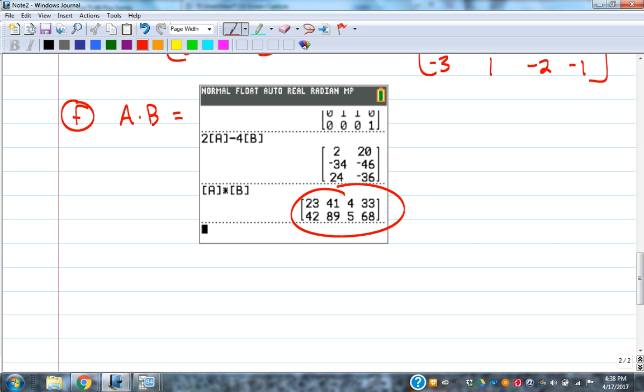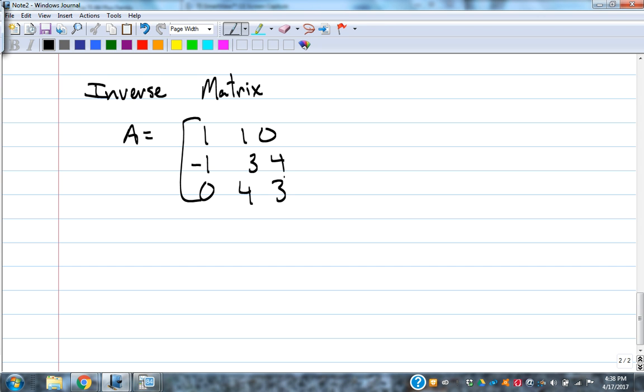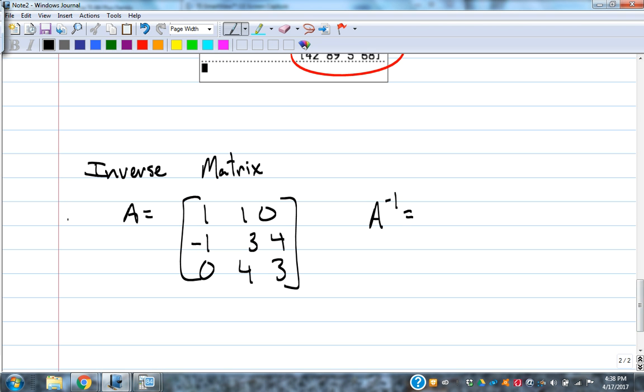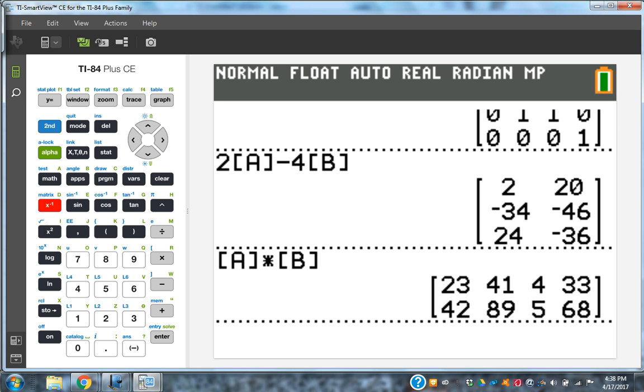All right. Finding the inverse of a matrix. That's the next thing in this section. Again, this is something we're going to do on the calculator. We're asked to find the inverse of a matrix. Let's say matrix A is 1, 1, 0, -1, 3, 4, 0, 4, 3. A inverse is finding the inverse of that matrix. I'll put it on G. To find the inverse of that matrix, you're just going to go to your calculator and put that matrix in there.